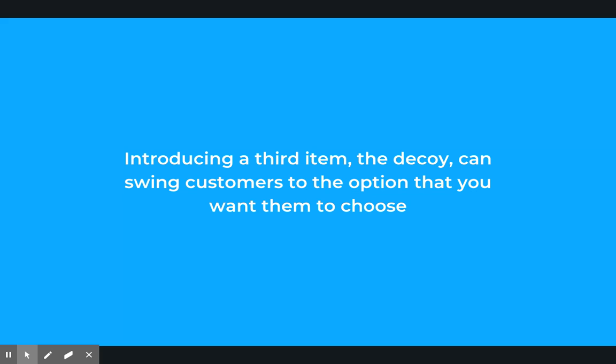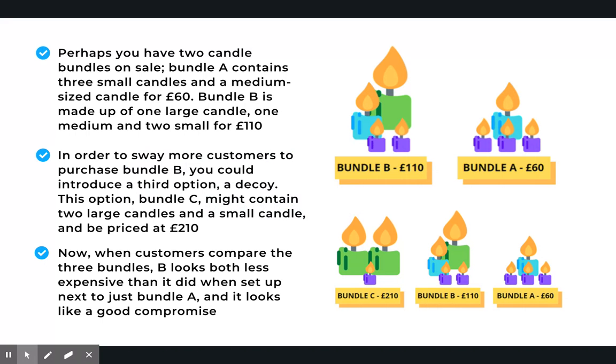Introducing a third item, the decoy, can swing customers to the option that you want them to choose. Okay, so perhaps you have 2 candle bundles on sale. Bundle A contains 3 small candles and a medium-sized candle for £60. Bundle B is made up of 1 large candle, 1 medium and 2 small for £110.